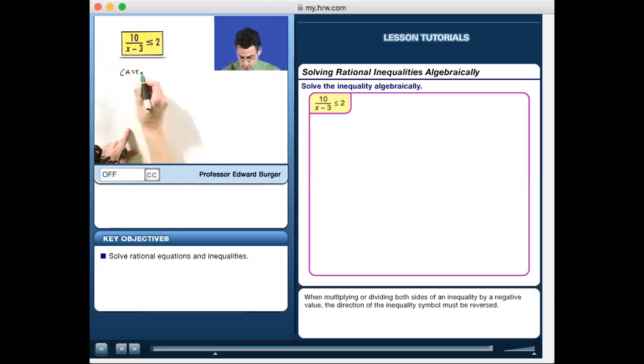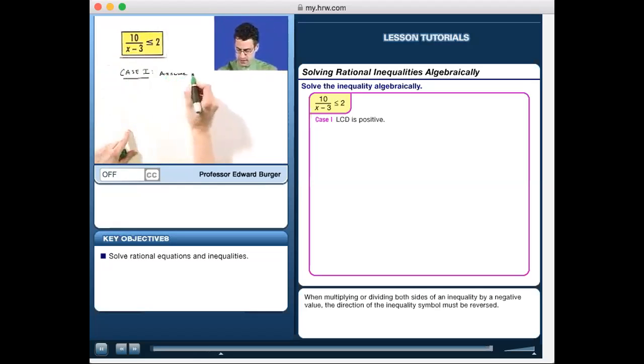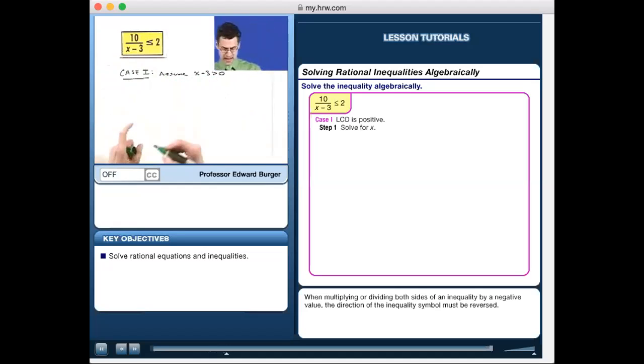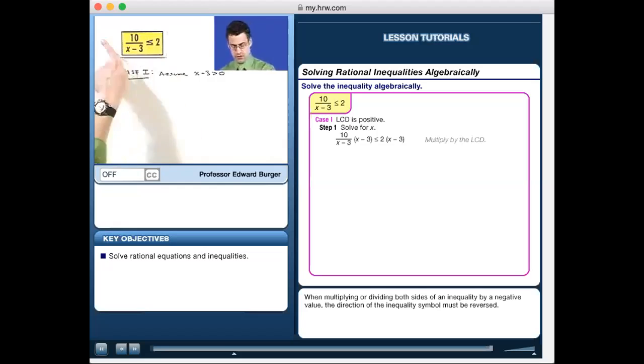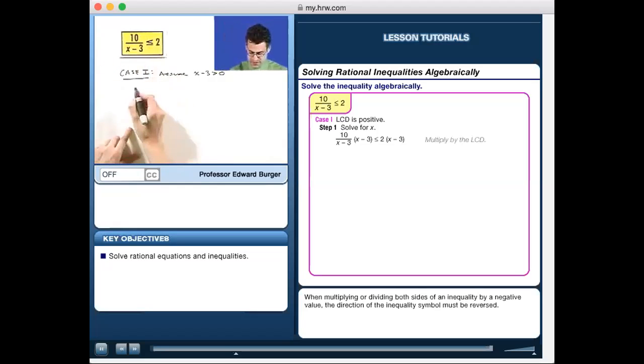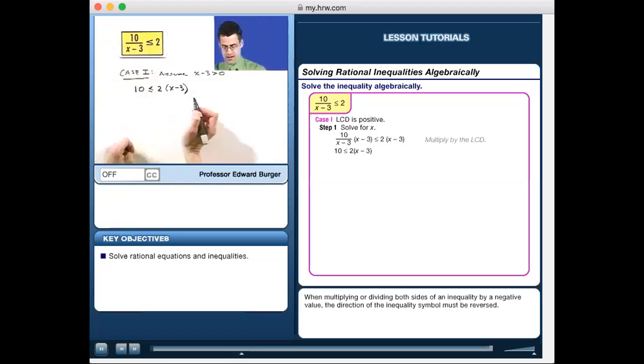Case 1. We're going to assume that x minus 3 is greater than 0. In that case, if I multiply both sides by x minus 3, the inequality symbol will not reverse. So then what do I see? If I multiply both sides by x minus 3, it will simplify here, and I'll just be left with 10 less than or equal to 2 times x minus 3. Multiply both sides by x minus 3.